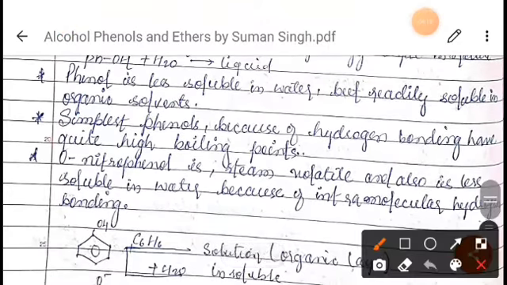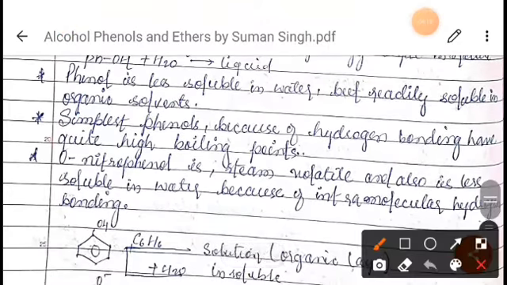So when you are using dilute HNO3, at that time what two products are we getting? Ortho nitrophenol and para nitrophenol, right? Ortho nitrophenol and para nitrophenol, okay. After that, when we are using concentrated HNO3, at that time we are getting picric acid. As you can see, we are getting picric acid, right?